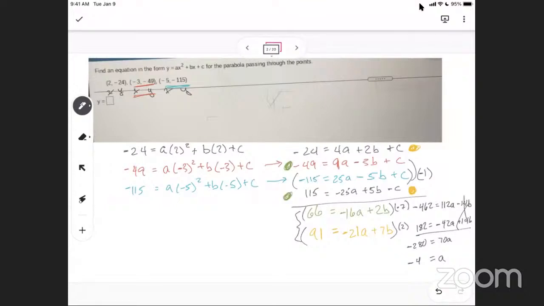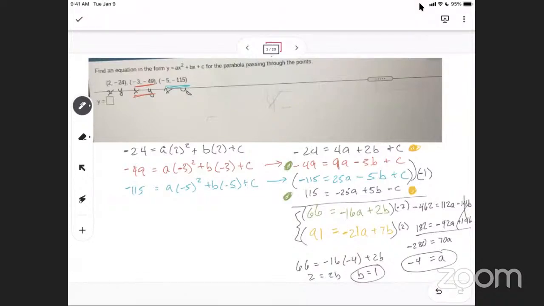So now I'm going to plug this in. That's nice that we got a nice number like that. Now I'm going to plug this in to either one of these right here, to find B. So let's plug it into the green one. 66 equals -16. A is -4 plus 2B. So 16 times 4 is 64. Oh, because this is going to be 64. When I subtract it, it's going to be 2 equals 2B. So B equals 1. Did you say B equals 1? Yeah, B equals 1. Oh, you did say that.